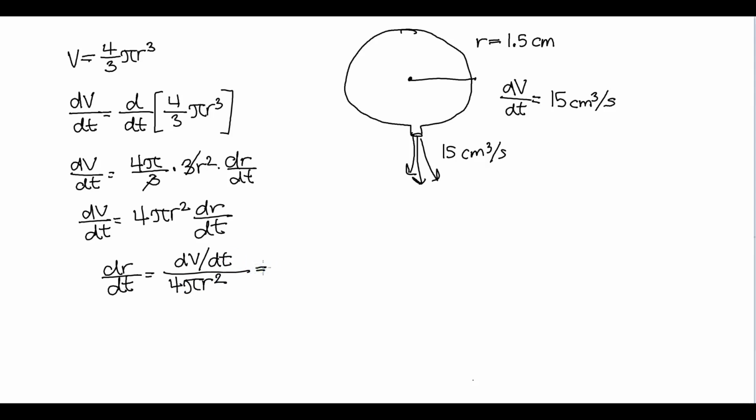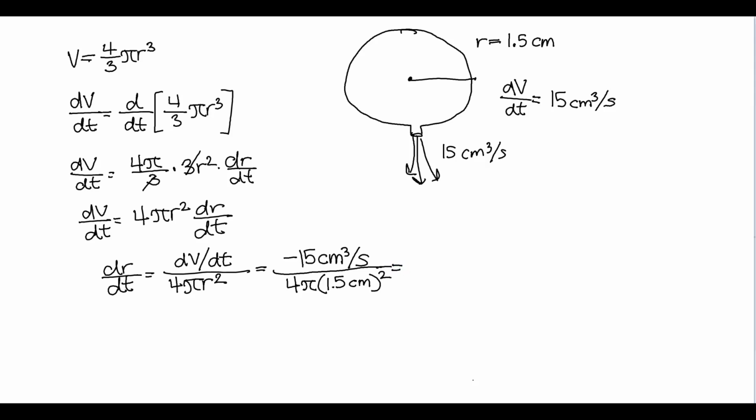If we were to substitute, now here's where you want to be careful. The rate at which volume is changing with respect to time, you're going to have to put in a negative value. Why? Because the overall volume is decreasing. The air is leaving the balloon. So you have to put negative 15 cubic centimeters per second over 4 pi times 1.5 centimeters squared.